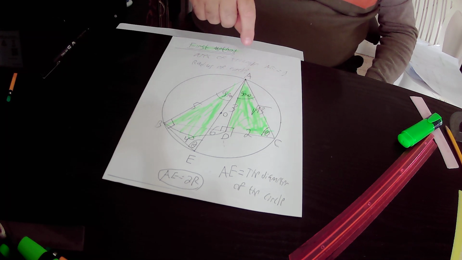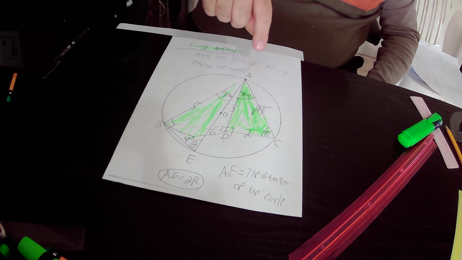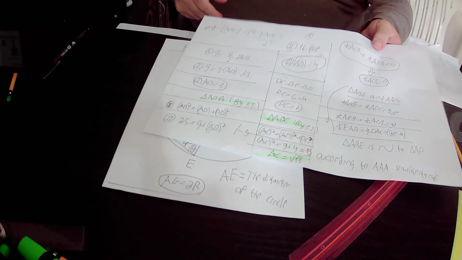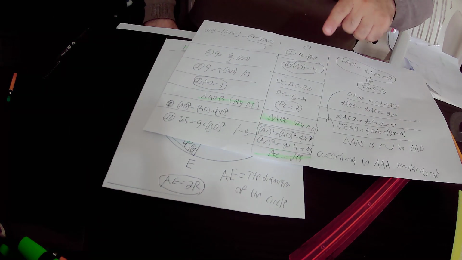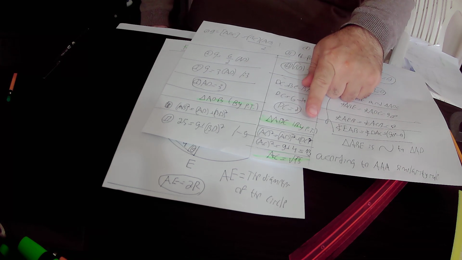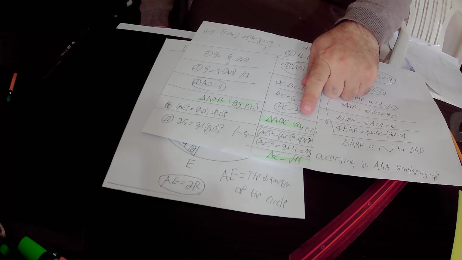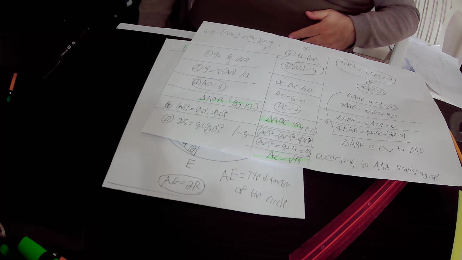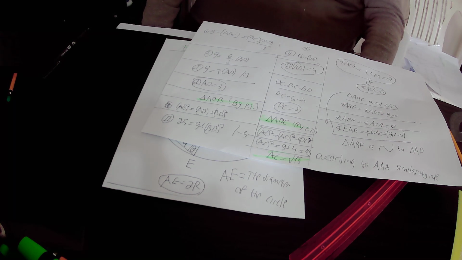According to the Pythagoras theorem, on the right triangle ADC, AC square equals AD square plus DC square. AD is 3, so AD square is 3 square, that is 9, plus DC square. DC is 2, so DC square is 2 square, that is 4. So AC squared equals 9 plus 4.